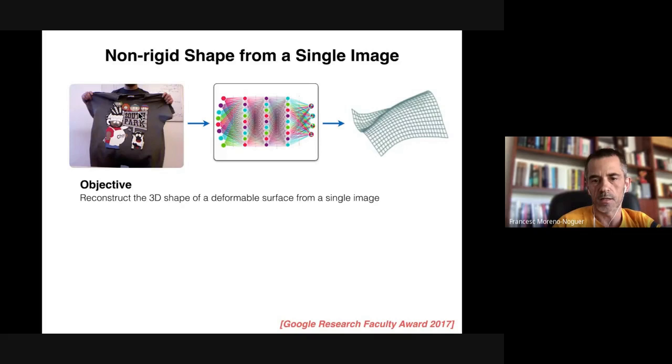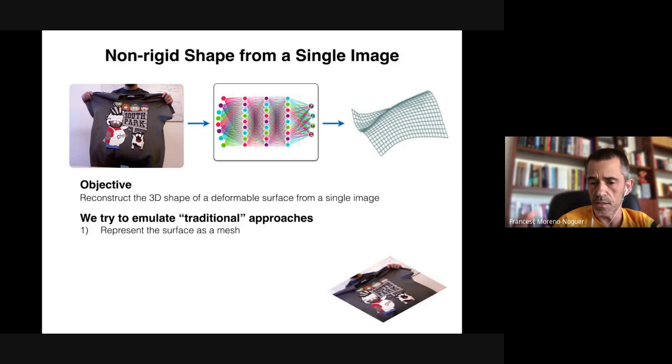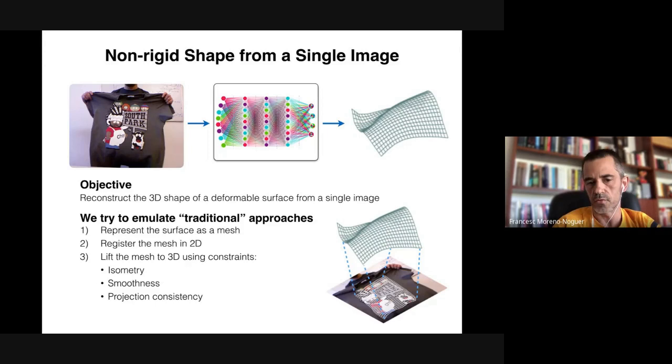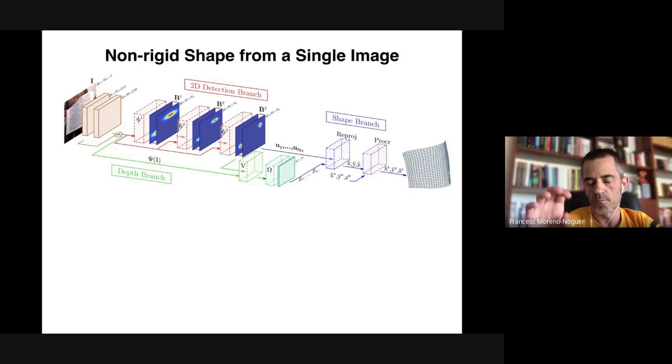First, in this non-deep learning approach, we represented the surface as a mesh. We estimated the mesh first, we registered the mesh in 2D, and then we lifted the mesh to 3D using different constraints. These constraints were, for instance, isometry, smoothness, and projection consistency. And we tried to emulate this pipeline with a deep network. So for that, we designed this network that has different branches, and each one of the branches emulates a part of the traditional reasoning.